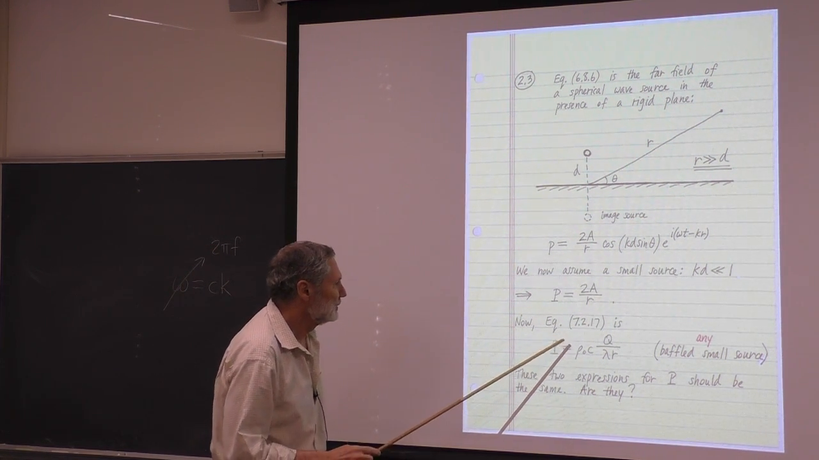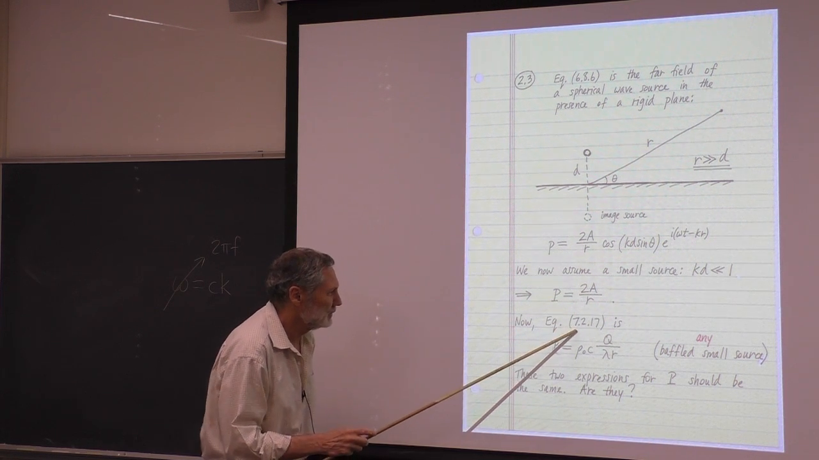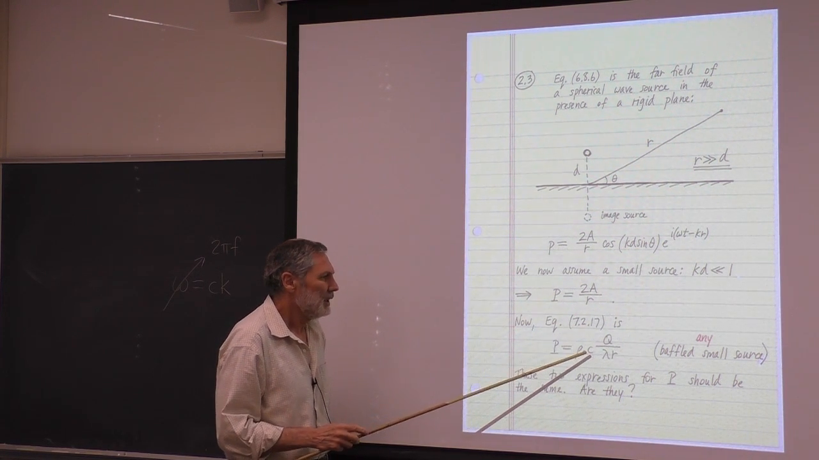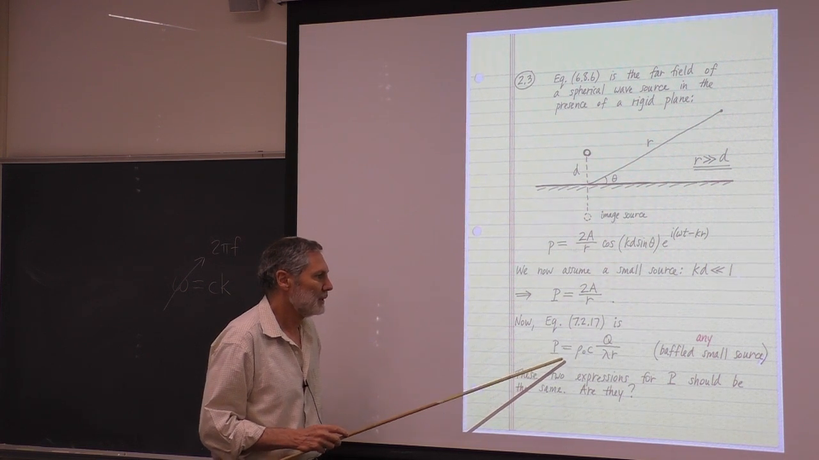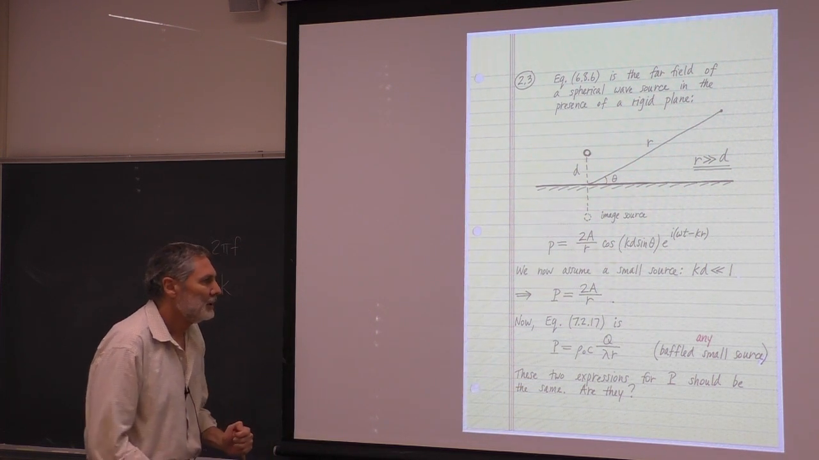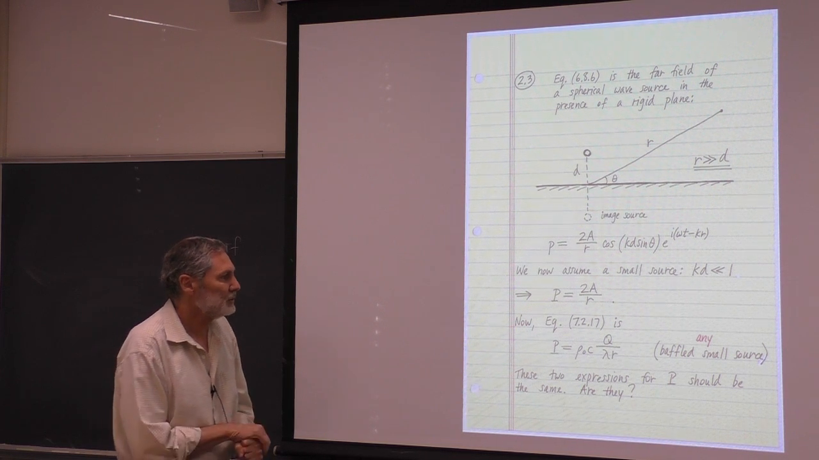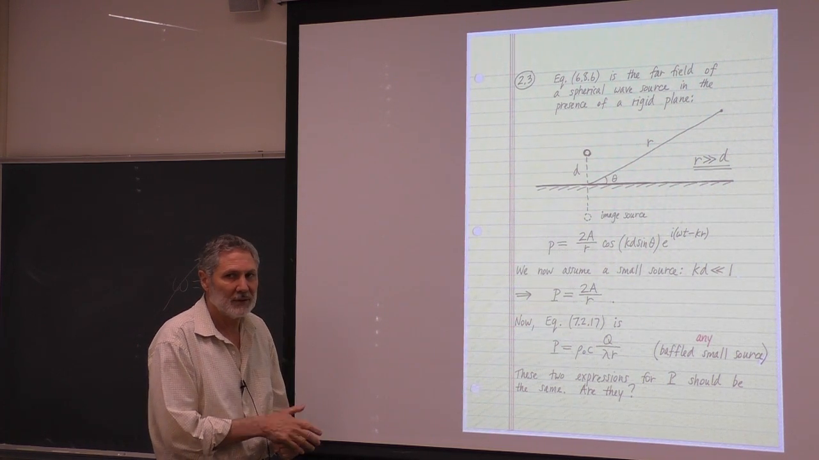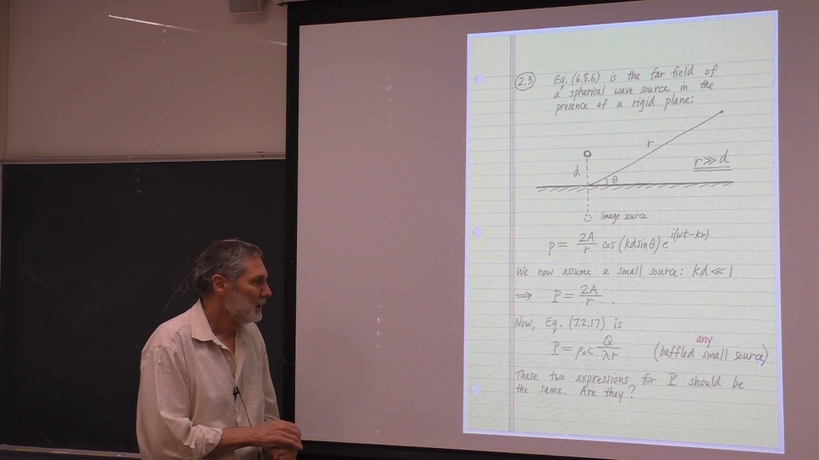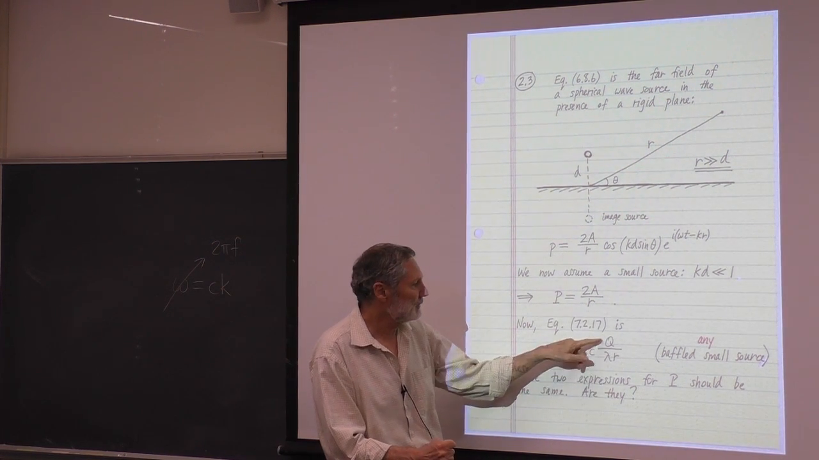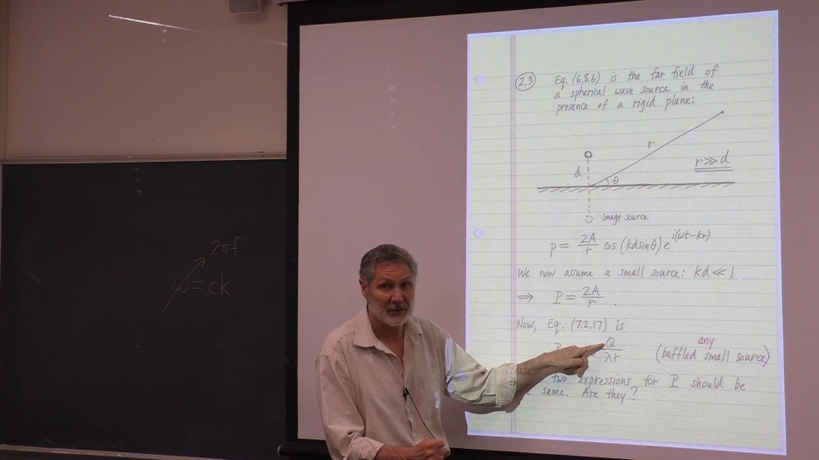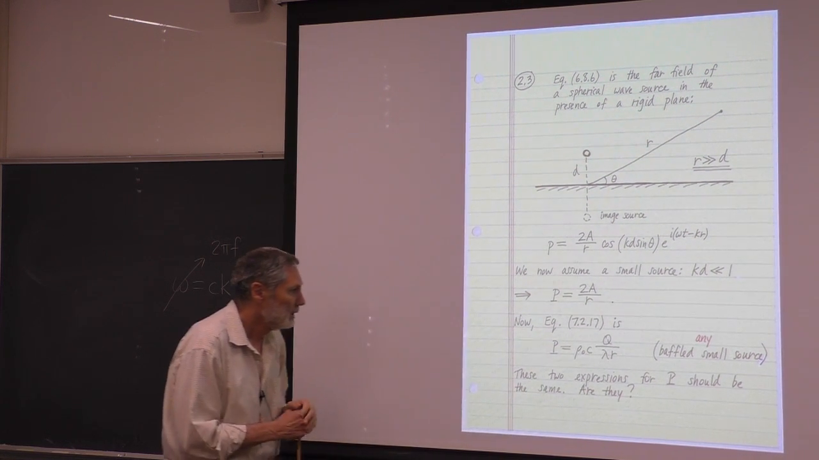Now it also refers to equation 7.2.17. If you look at this, this is the pressure for any baffled small source. We derived this, okay? And this holds true for any small source. You just have to find what the source strength is that we just discussed.